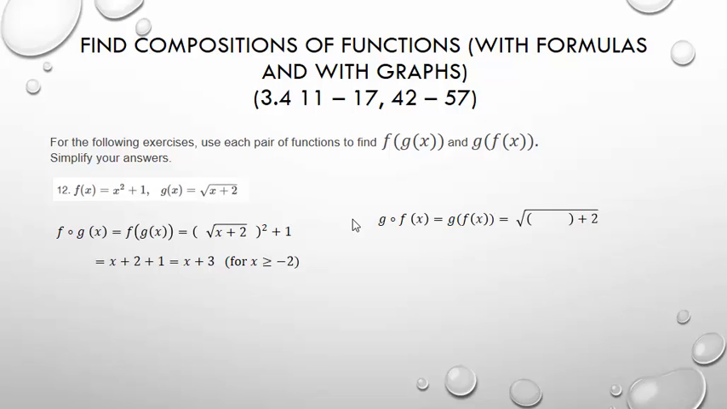If we did g of f, that'd be the opposite order. We would take g's formula, square root of x plus 2, and take x out and plug f's formula into it, which was x squared plus 1. And there we have under the square root now, x squared plus 1 plus 2. We could go ahead and say it is the square root of x squared plus 3. Okay, so there's some examples of composition.